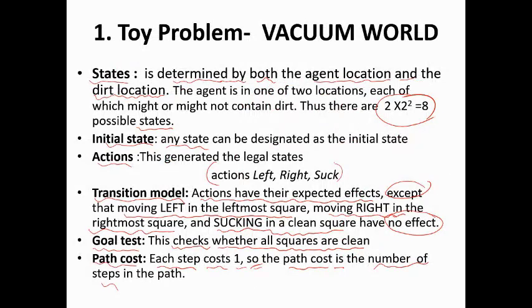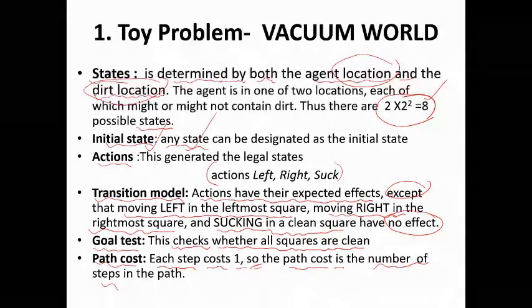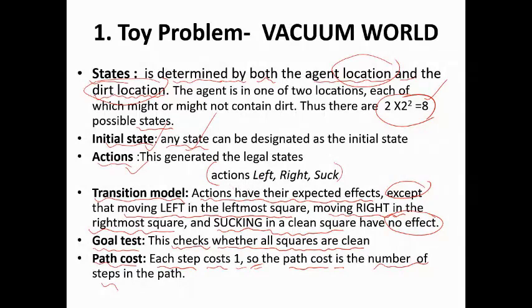And the state is determined by both the agent's location and the dirt location. Altogether there are 8 states, and it can be any state which is assigned to the problem. Actions are the actions done by the robot cleaner: moving to the left side, moving to the right side, and cleaning, sucking the dirt.